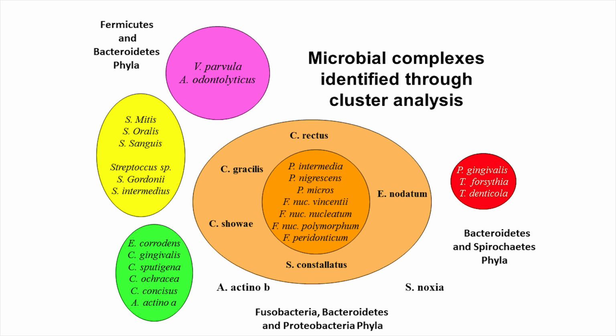The outer circle, orange circle organisms also are associated, but not quite as strongly. And then these organisms, when they accumulate, they're more strongly associated with gingivitis expression. But on the right-hand side, you can see those organisms encircled in red. They represent three organisms that are associated most strongly with the destructive form of periodontal disease called chronic periodontitis.